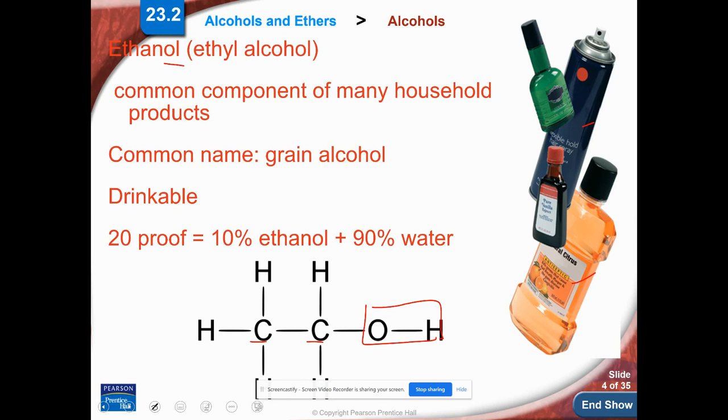And it comes in different concentrations. Remember when we did concentration in our solutions unit? So alcohol is a solution of alcohol in water. And if you have 20 proof, it's 10%. So whatever the proof is, you divide that by 2, and you've got yourself the percentage. So if you have 40 proof, you've got 20% alcohol. Okay, so 80% of that is going to be water. So this is ethanol.